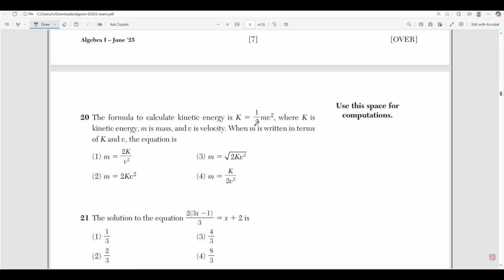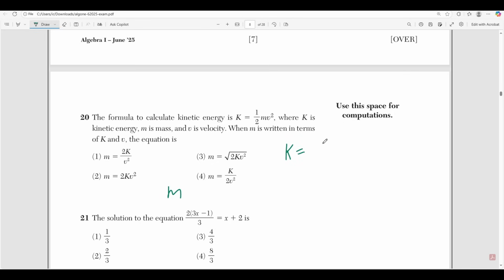Number 20 says the formula used to calculate kinetic energy is K equals 1/2 mv squared, where K is kinetic energy, m is mass, and v is velocity. Then they ask you, when m is written in terms of K and v, the equation is what? So essentially, if you look at the answer choices, they want you to find m. Okay, that's what you're solving for here. So you need to rewrite this in terms of m.